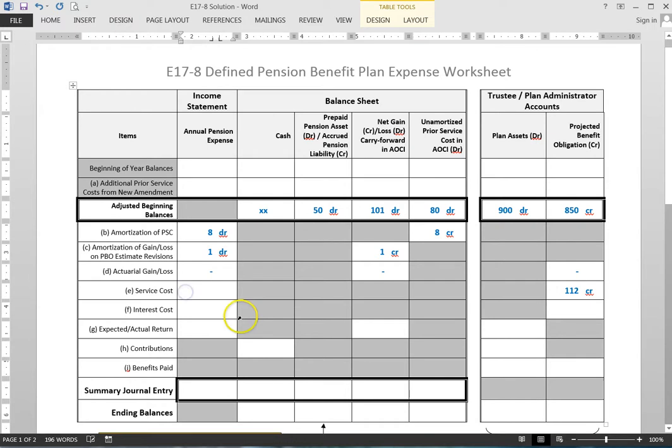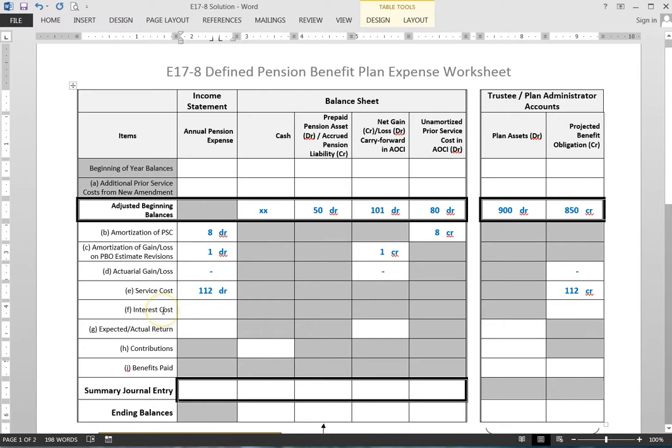That means that I need to also recognize a $112,000 debit entry on this line in the pension expense account. So my employees have worked another year and have accumulated $112,000 of additional benefits, and that does need to be recognized in the expense account this year.